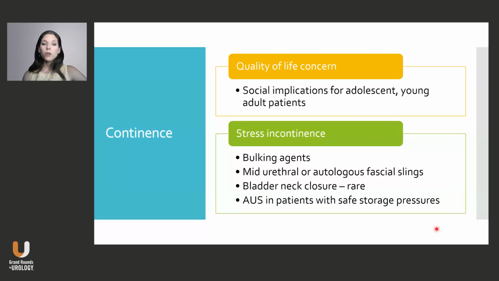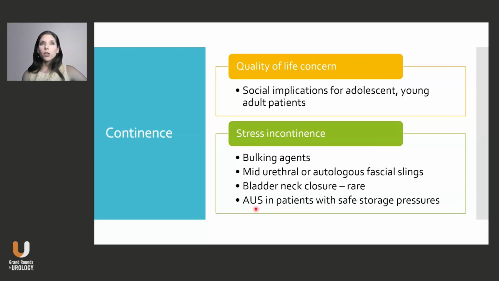We can offer mid-urethral or autologous fascial slings. Bladder neck closure is rare, but is something you can offer for the refractory patient. Again, shared decision-making about the fact that they're potentially losing access to their bladder through the urethra with such a closure. AUS is an option for patients, but with all of these, it's really important to make sure that patients have safe storage pressures before offering.